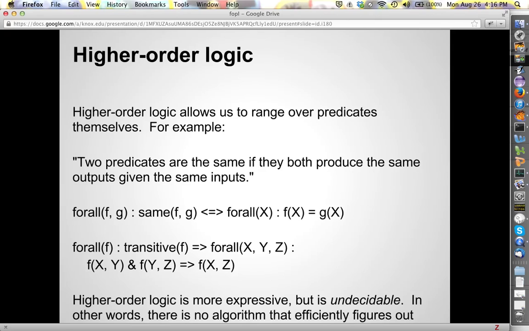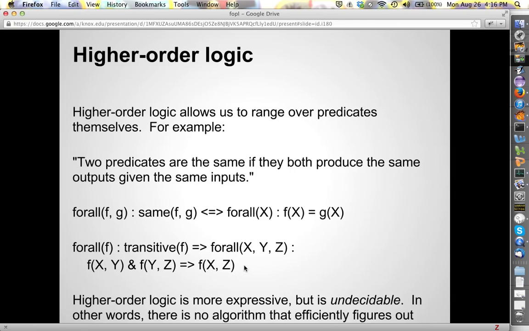For all predicates f and g, f is the same as g if and only if, for all x, f of x equals g of x. So if we had the ability to have quantifiers that range over predicates themselves, we could do stuff like this. First order logic doesn't let us do that. We could also say, for all f, f is transitive if for all x, y, z, f of x, y and f of y, z implies f of x, z.